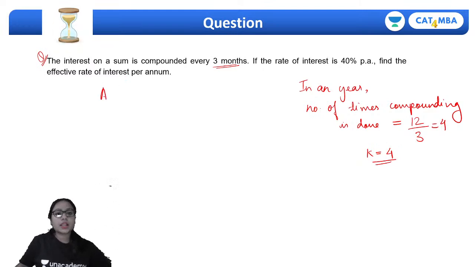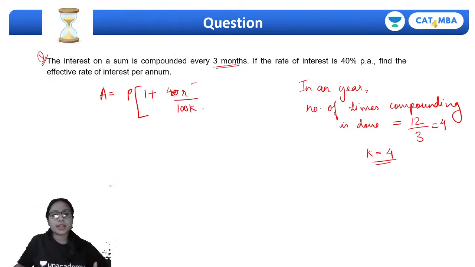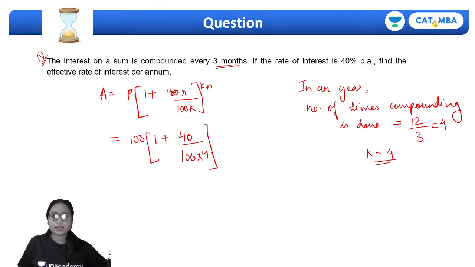Let's apply the formula. The formula is amount is equal to principal into 1 plus rate of interest, let me just write r first, r upon 100k raised to the power k into n. Let's put the values. Principal is not given, so let us take the principal as 100. Rate of interest is given to be 40. The value of k is 4, and let us take the number of years as 1.